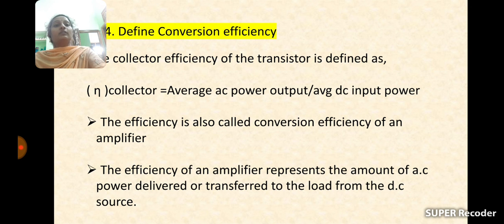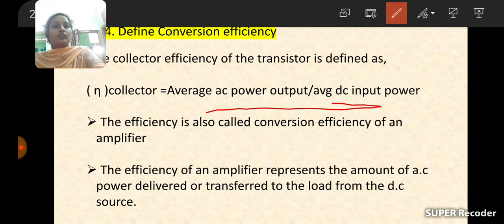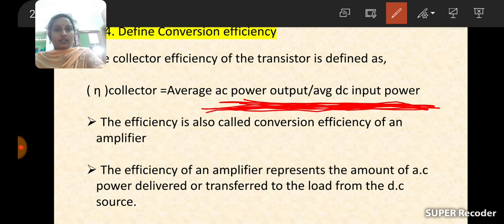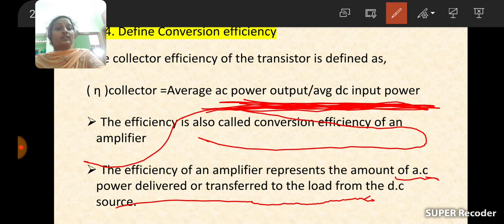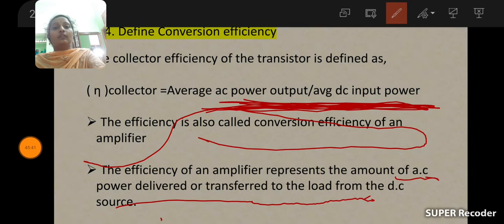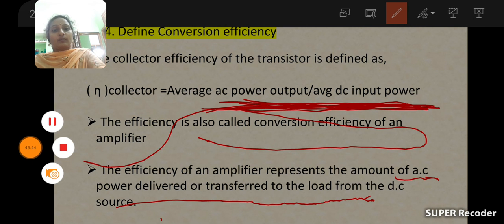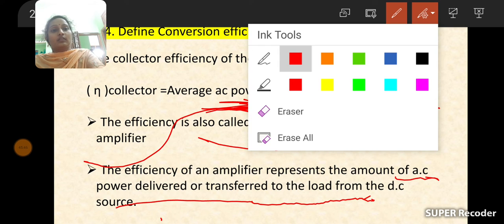Efficiency is defined as the AC power output to the average DC input power, output to input. In a power amplifier it is also called conversion efficiency. The efficiency of an amplifier represents the amount of AC power delivered or transferred to the load from the DC source. Why? Because it is also called DC to AC conversion: AC power delivered or transferred from the DC source.